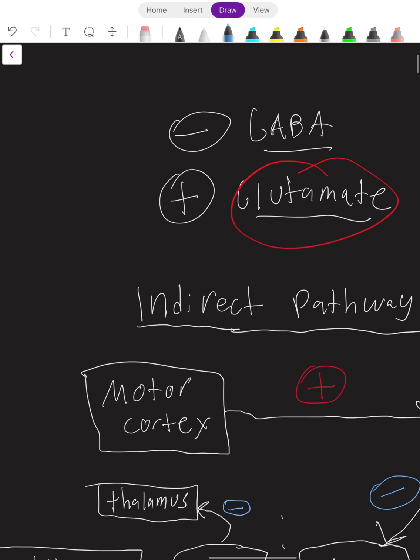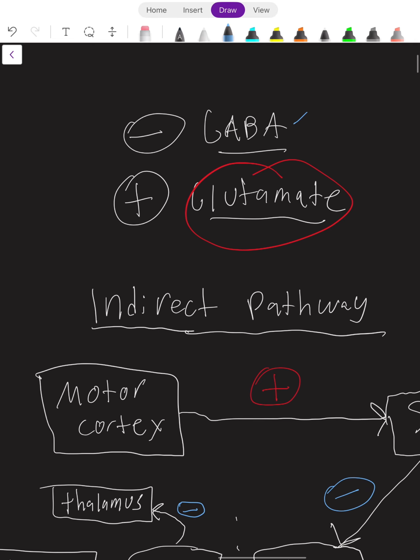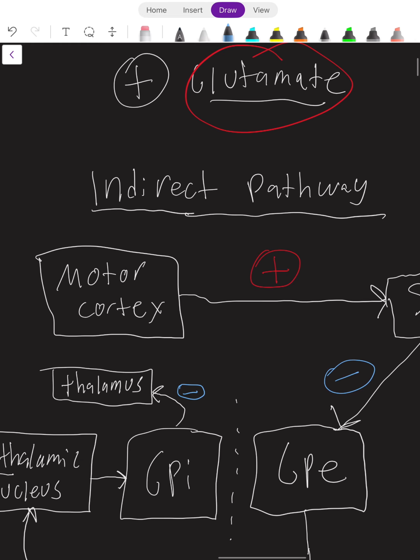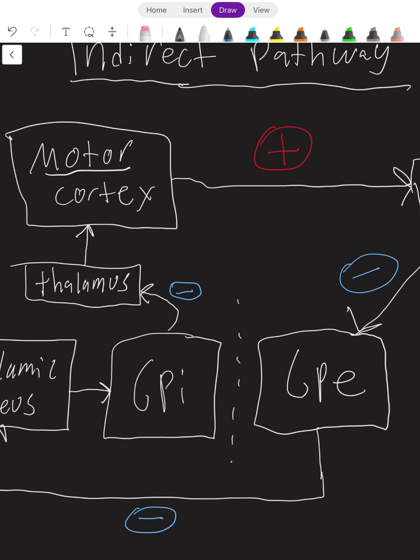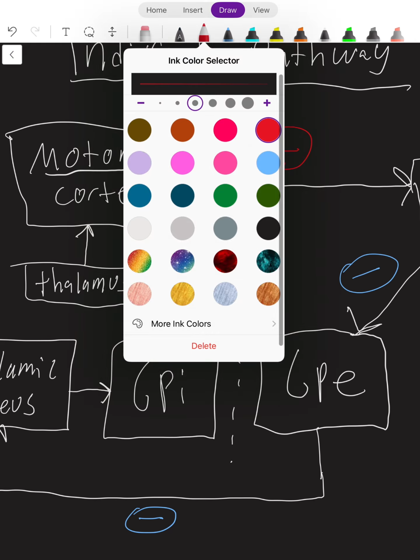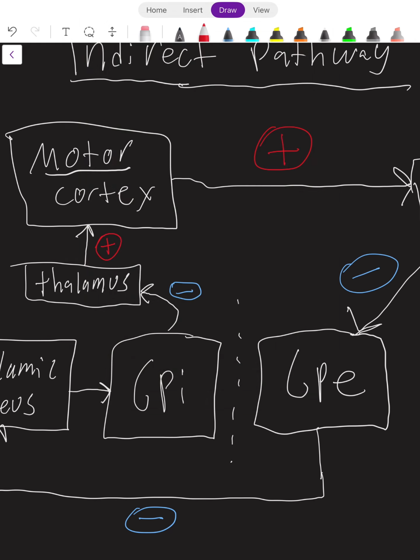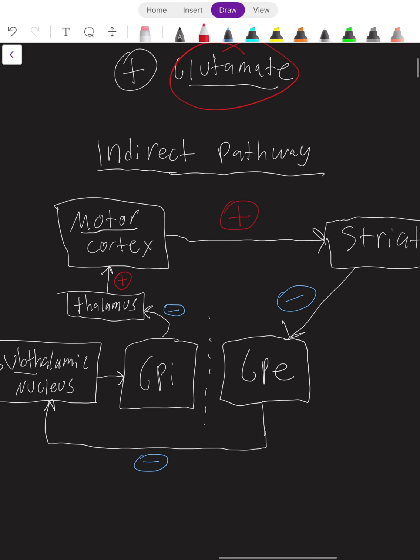So again, inhibitory is GABA, right? And glutamate is the excitatory neurotransmitter. So that's going to go to the motor cortex. And the motor cortex, it's motor, right? So movement. So that's what decides the initiation of movement within the basal ganglia. And so that's going to be excitatory. So that's the indirect pathway.